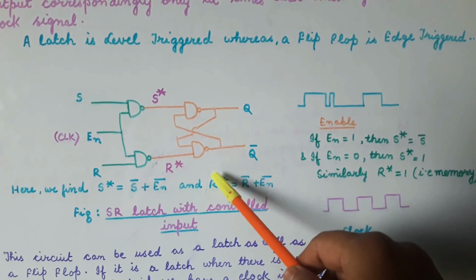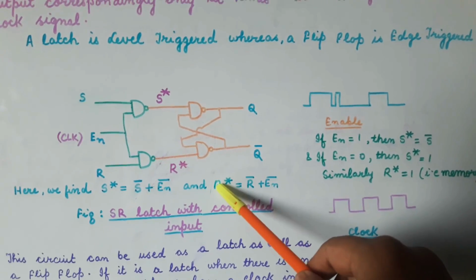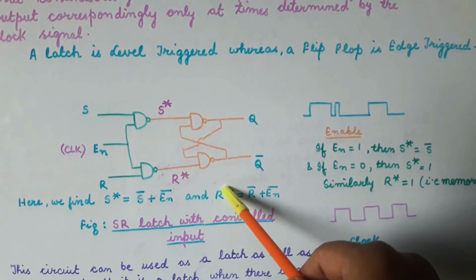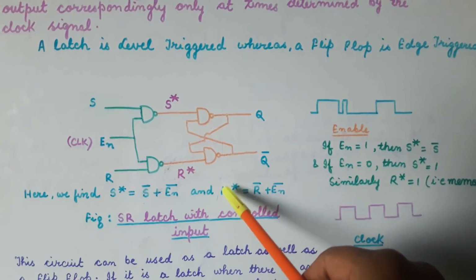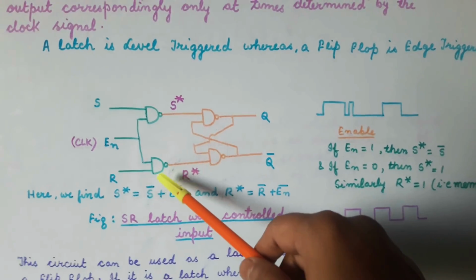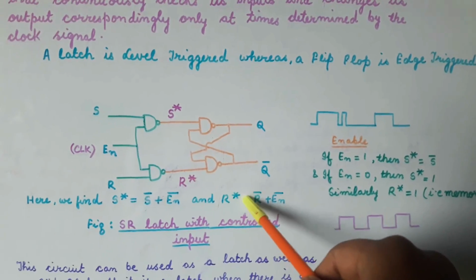is stored until we change the value of En. That's why we call it SR latch with control input. So this is the working for this. And in this case, when there is enable, we will call this a latch.